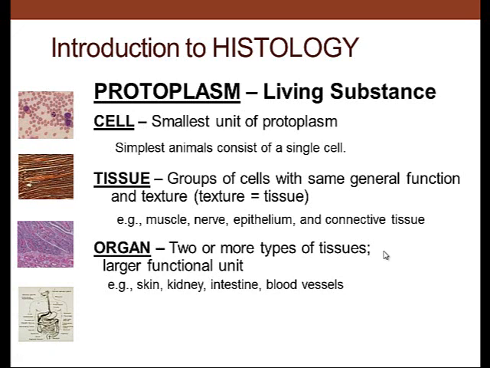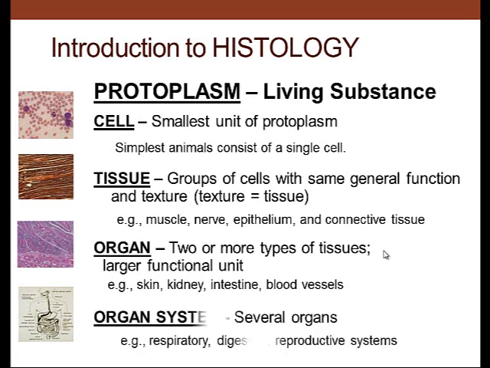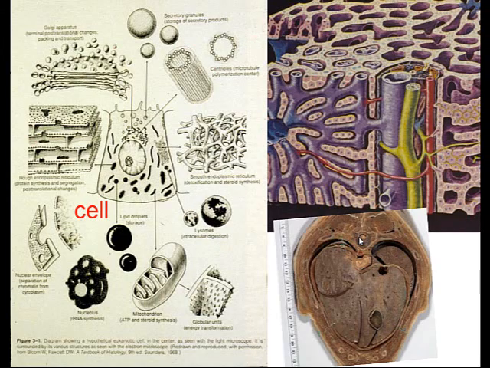Also, there are organs. If you go from tissue to organs, two or more tissues with a similar function is an organ. And then organ systems are several organs working together in systems. Cells, tissues, organs, and organ systems is the way the body is made up. Protoplasm's smallest unit is a cell, and that is the smallest unit of living substance.